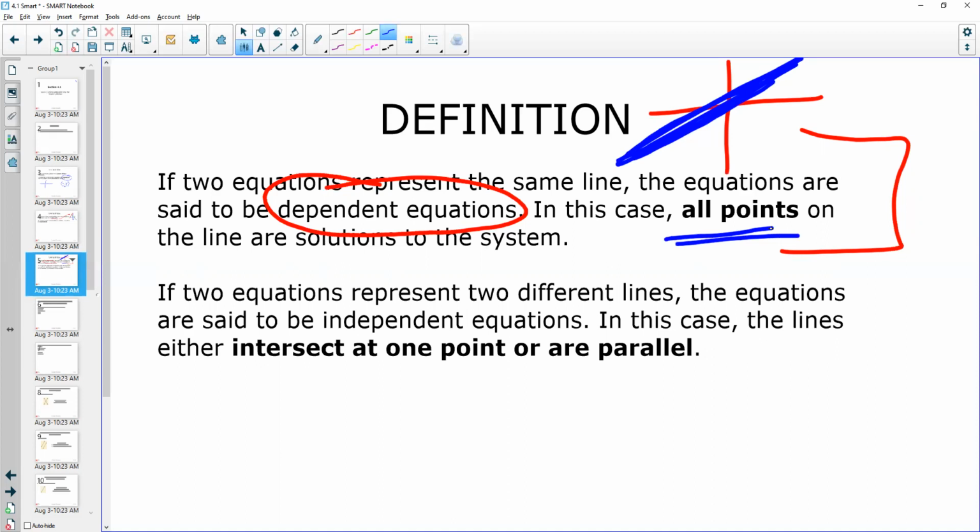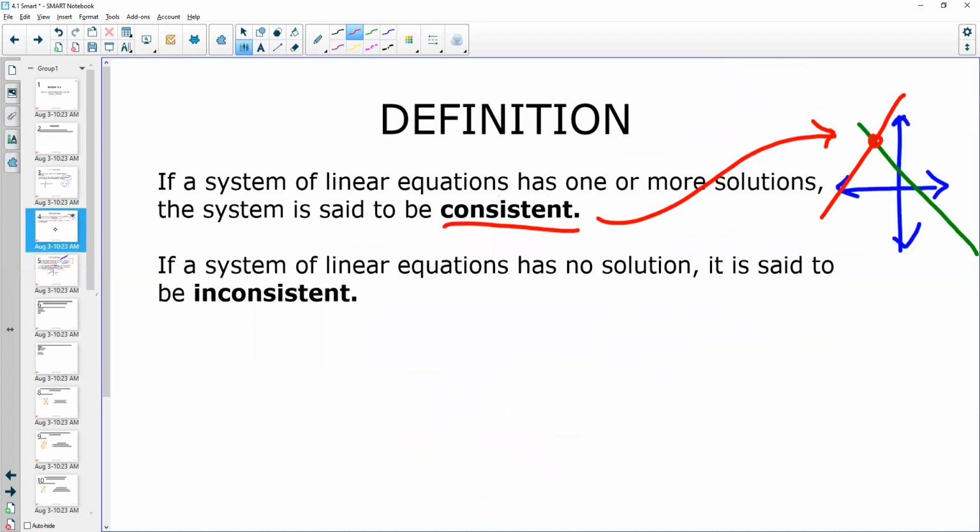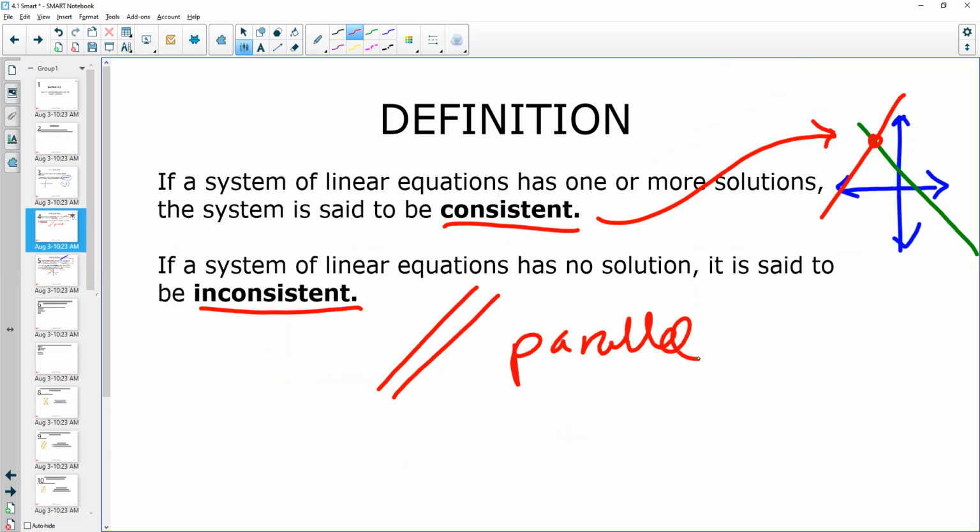If two equations represent two different lines, they're independent. Like my first example, I had a line this way and a line this way, as long as they're not right over top of each other. Independent equations either intersect at one point or are parallel. If we go back a step, this is a consistent system. They intersect at one point. An inconsistent system is when two lines are parallel. They're never going to touch.